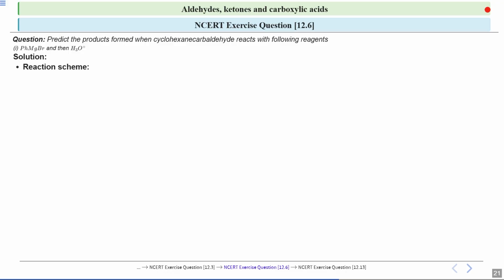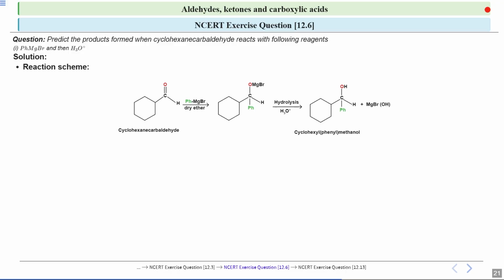So first, let's outline the reaction scheme. If you see over here, we have cyclohexane carbaldehyde with phenyl magnesium bromide, followed by the addition of H3O+, and you will see a new carbon-carbon bond is formed in this reaction. So this is a classic example of a nucleophilic addition to an aldehyde.